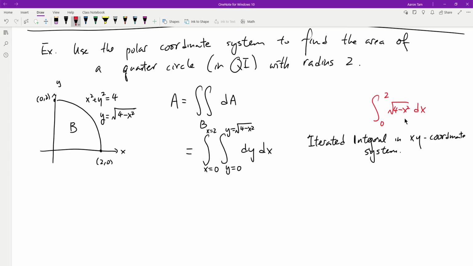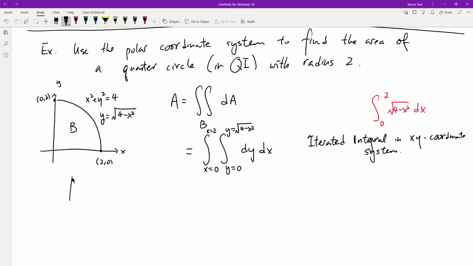You could definitely type it into a calculator to find the answer, of course, but you can't really find it without a calculating device, unless you're really good at trick substitution and stuff. Lucky for us, we know polar coordinates. So what I'm going to try to do is rewrite this using polar coordinates. So how do I do that?